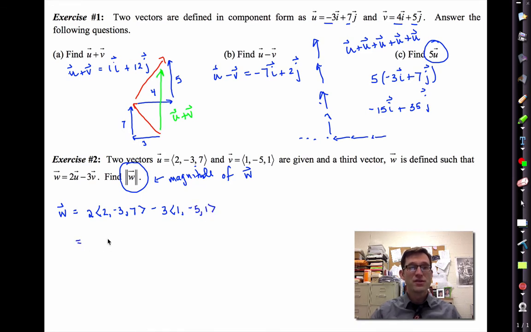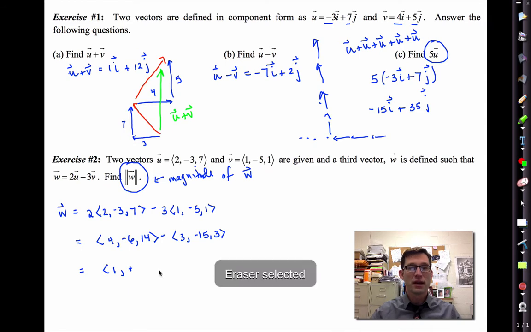So, taking this to an extreme, I can say that this is 4, negative 6, 14. This is 3, negative 15, 3. And I can combine them to get the vector 1. Watch out here, negative 6 minus negative 15 would be a positive 9. I'm not going to put the plus there. Positive 9, and then I have 14 minus 3, which is 11. So this is vector W, right?